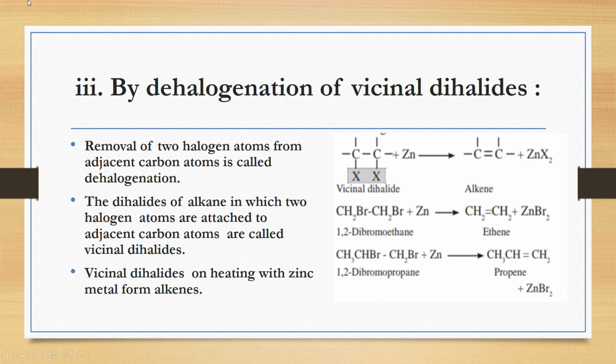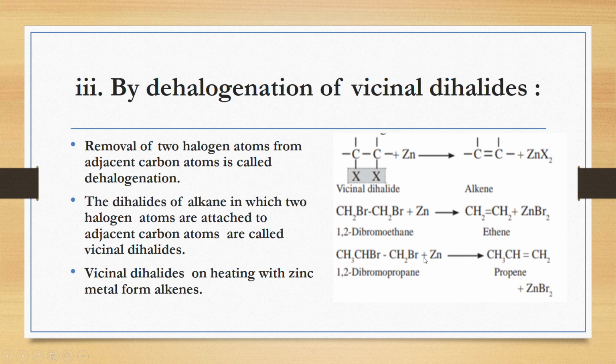Vicinal dihalides on heating with zinc metal will form alkenes. So we'll take a vicinal dihalide and heat it with zinc metal. Zinc will take up both of the halogens forming ZnX2 and a carbon-carbon double bond will get formed. Thus vicinal dihalides will get converted into alkenes. Consider the example of 1,2-dibromoethane. We'll heat it with zinc metal. Two bromine atoms will combine with zinc forming ZnBr2, and the carbons to complete the valency will form a double bond with each other and thus we will get ethene.